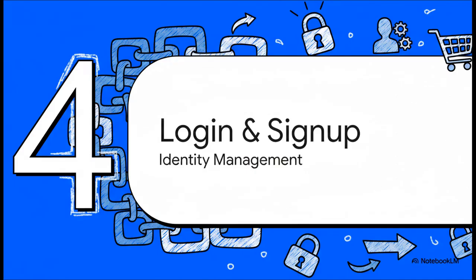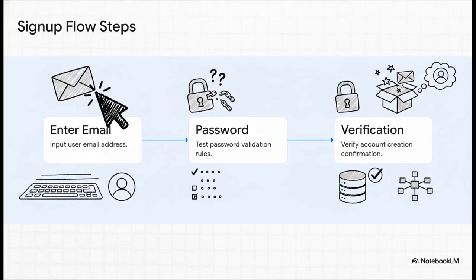Let's move to Section 4, Login and Sign-up Flows. Here we have the sequential map of the sign-up flow. As QA testers, you need to systematically test a user joining the site. Step 1, enter email. Step 2, test password validation. Remember those rules we talked about just a minute ago? Step 3, verify account creation confirmation.